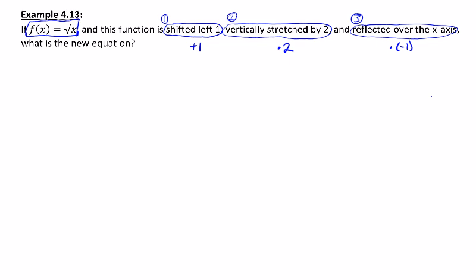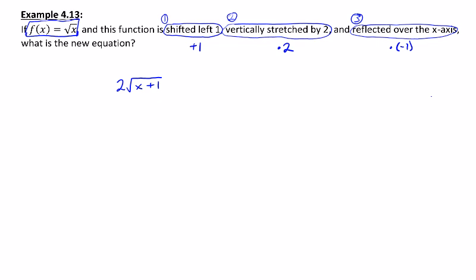So when I go to write this down, I'm going to put the square root of x plus 1. If I don't put the plus 1 under the square root, then it won't be counted as a left. It'll be counted as an up. So this is important that we make that distinction here. And then the multiplier, since it's vertical, I'm going to want to multiply the whole square root, not just the x. So that's the 2 goes there.